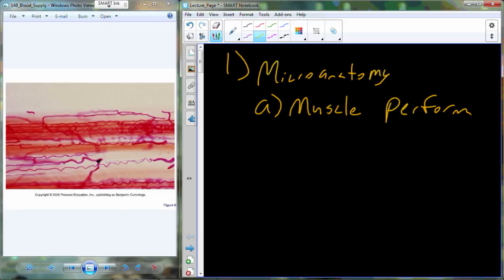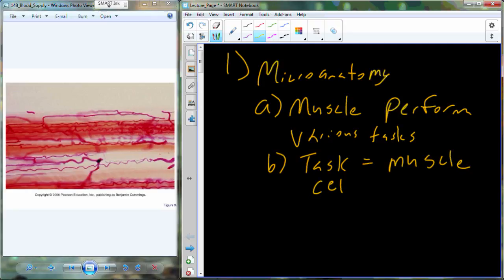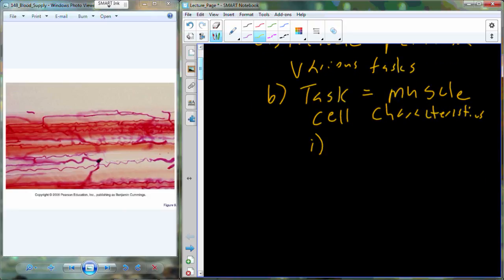Okay, so muscles perform various tasks, and each of them is basically due to what's happening at the level of the molecule. The tasks that are performed are pretty much based off of the muscle cell characteristics. So one of the tasks is excitability, and what that means is muscles are really good at responding to stimuli.